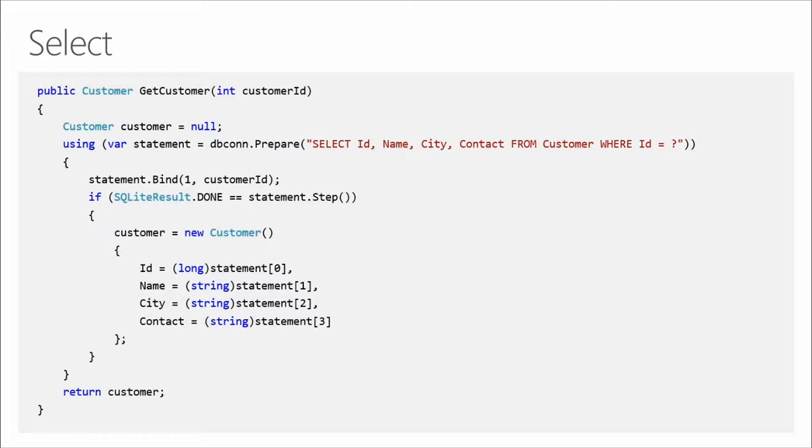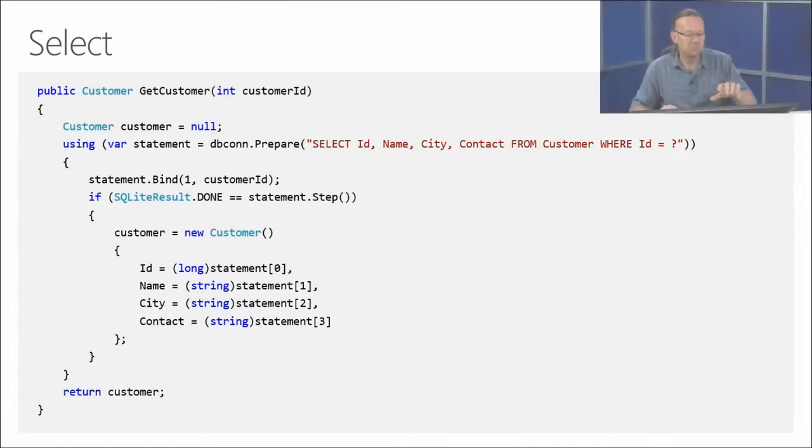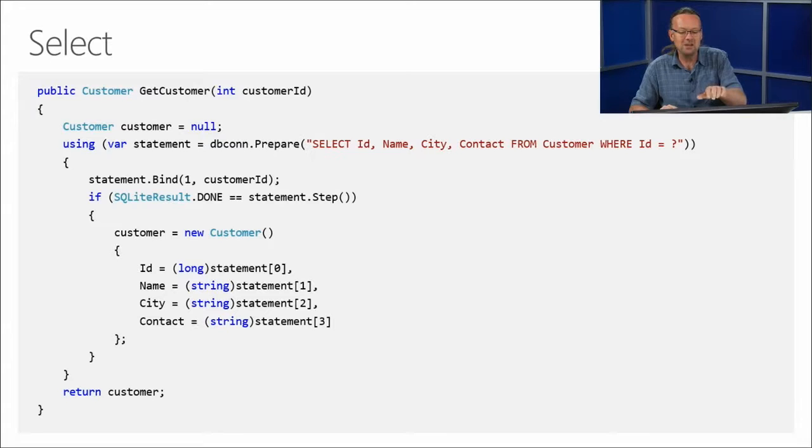And inside the loop, you see that customer equals new customer? This is how you read the values out of the result that you've been given back by SQLite. You just index into the statement. And so you see where we were selecting ID, name, city, and contact, that's statement 0, statement 1, statement 2, statement 3 in the result that you've got back. And you need to cast that to the correct type that you expect.